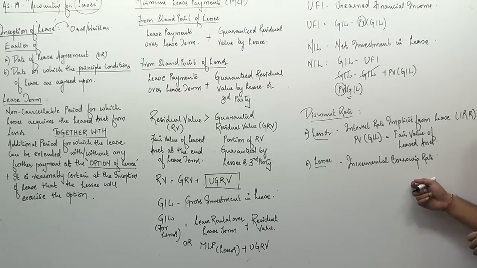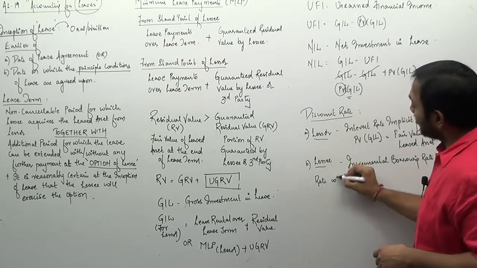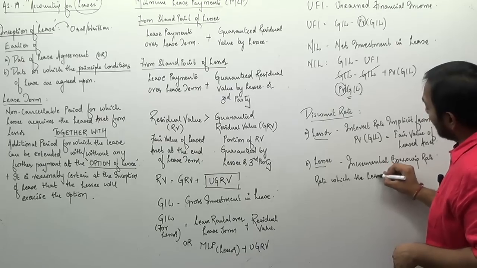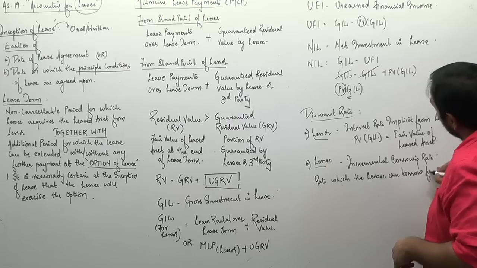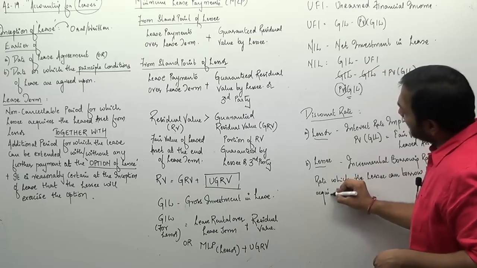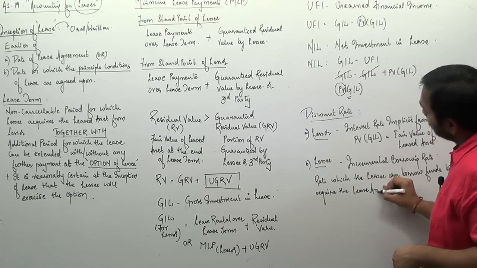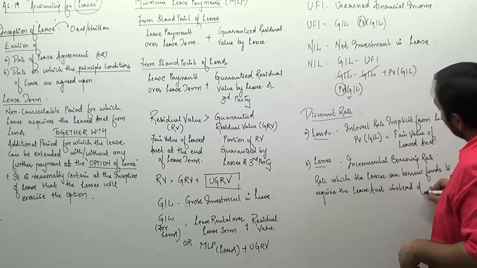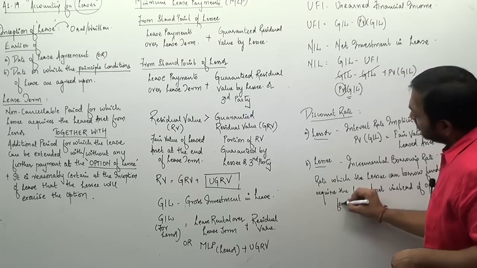Then what is this incremental borrowing rate? Incremental borrowing rate is the rate at which the lessee can borrow funds to acquire the leased asset instead of opting for lease.